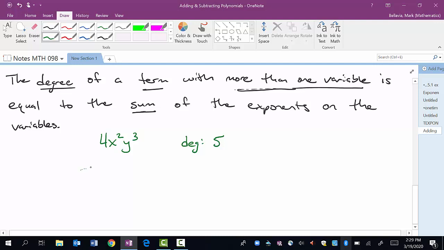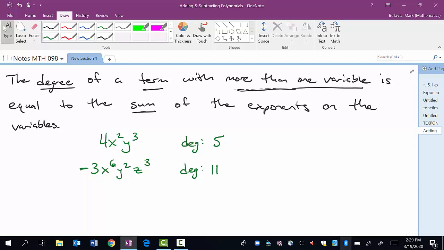I'm going to take a look at one more. If I said something like negative 3x to the 6th, y to the 2nd, z to the 3rd. Again, this is one term because there's no addition or subtraction going on. And we want to add up the exponents, right? The sum of the exponents gives us the degree. So 6 plus 2 gives me 8 plus 3. Looks like the degree here is 11.